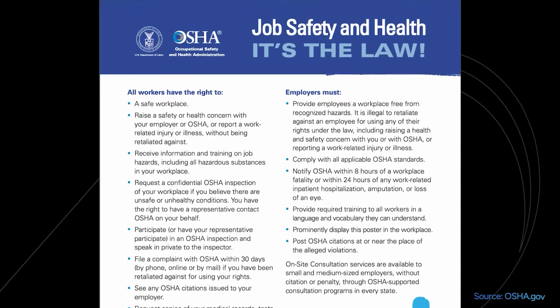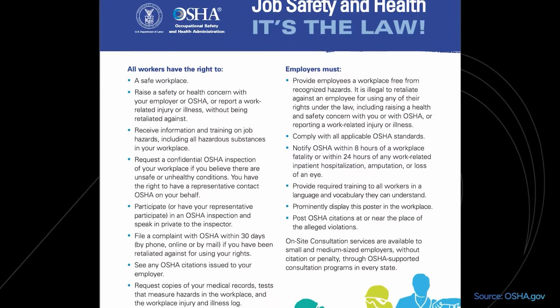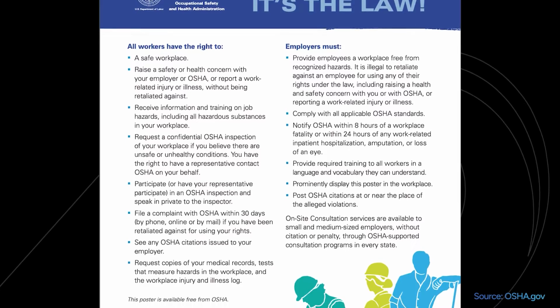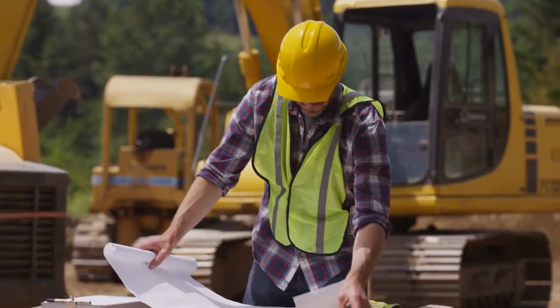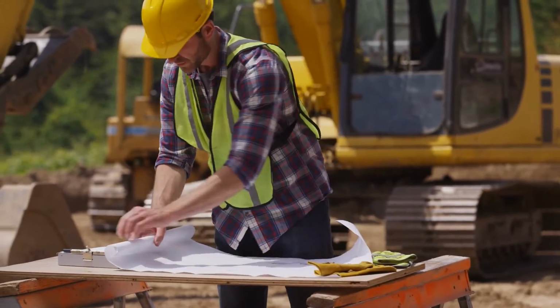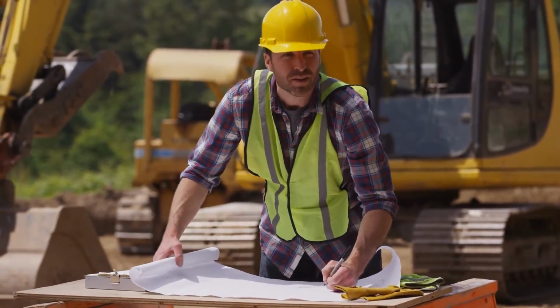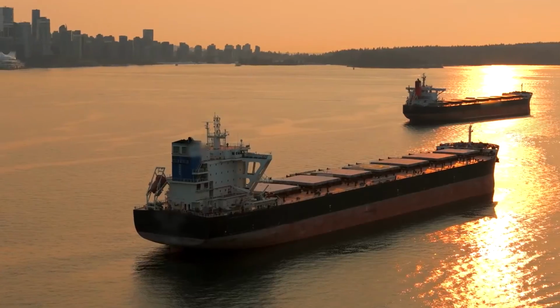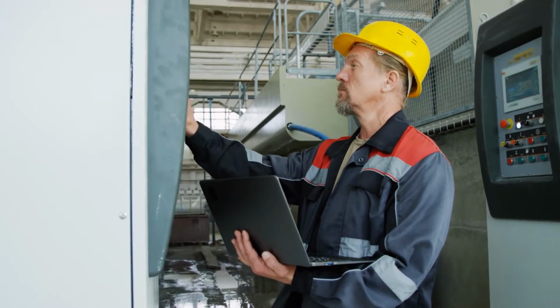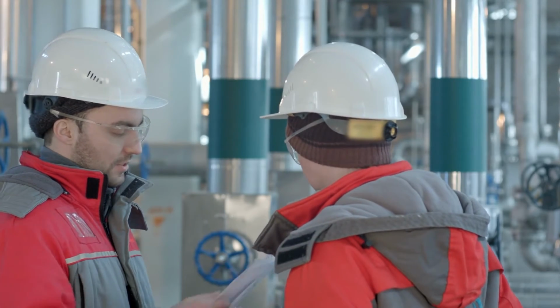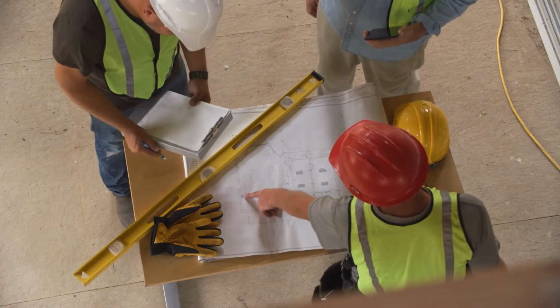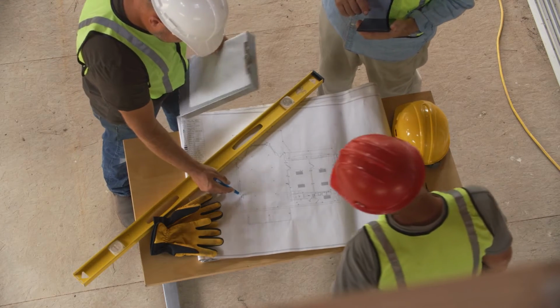OSHA standards are simply a list of rules that businesses must follow in order to protect their workers from various hazards. These standards are broken down into four main categories: construction, agriculture, maritime, and general industry. But for the purpose of this training, we'll be focusing on those standards in the general industry and construction categories.